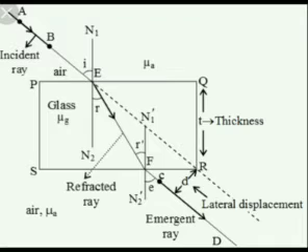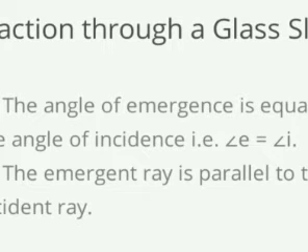Angle PQN is equal to the angle of incidence and angle NQR is equal to the angle of refraction. An emergent ray is a ray which comes out from the medium into another medium. Angle of emergence is equal to angle of incidence in the glass slab. The emergent ray is parallel to the incident ray.